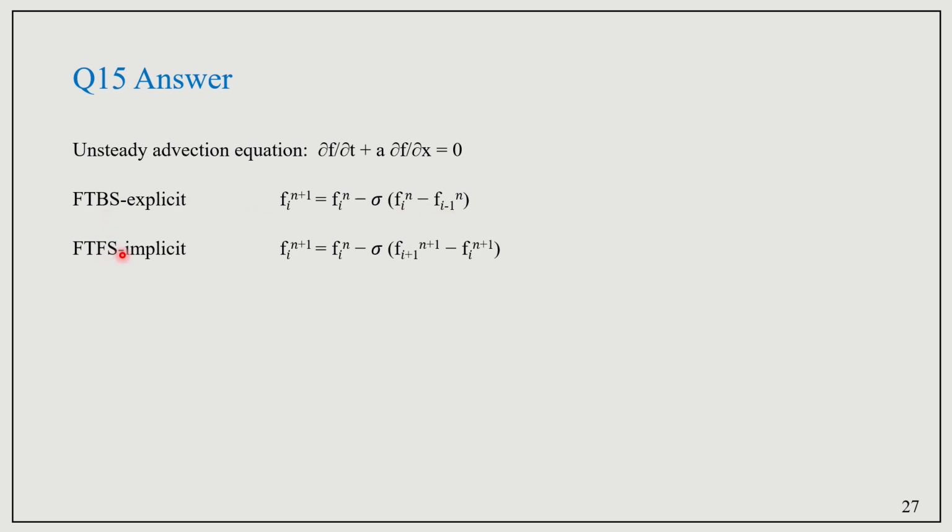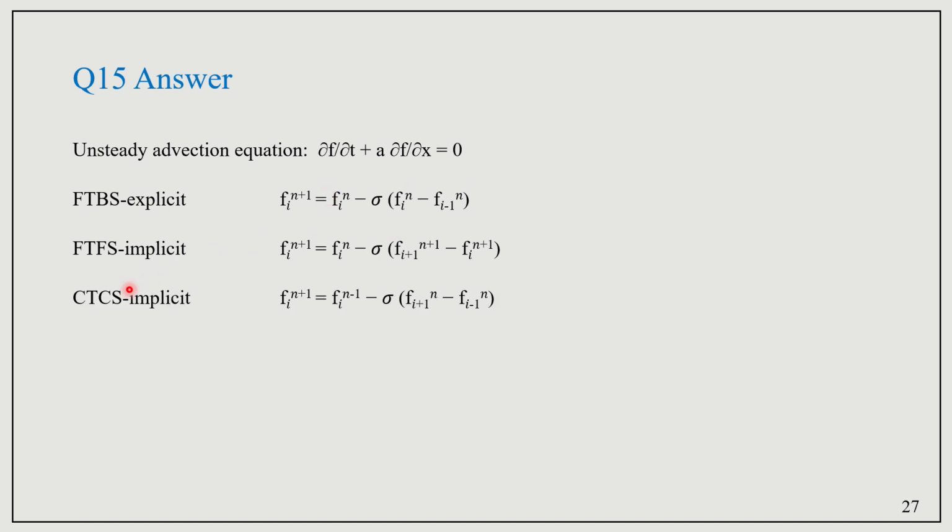So FTFS implicit. We are using i plus 1 and i, and also the n plus 1th time step because it is implicit. In implicit we use the time step for which we are calculating. Here we are calculating for the n plus 1th time step, so we are using the n plus 1th time step as well. Explicit is where we use the nth time step, the previous time step.